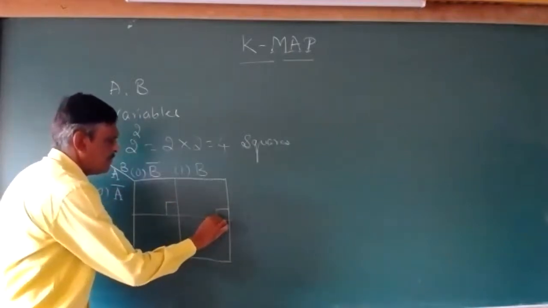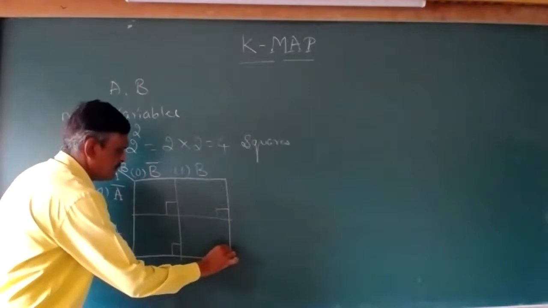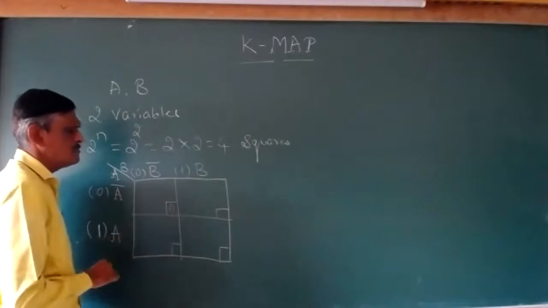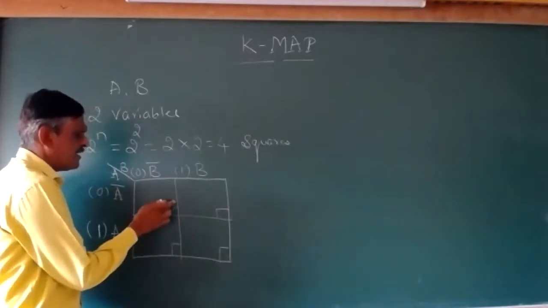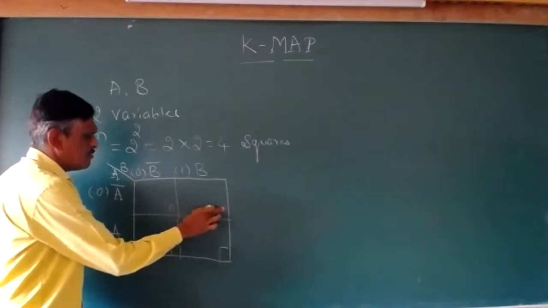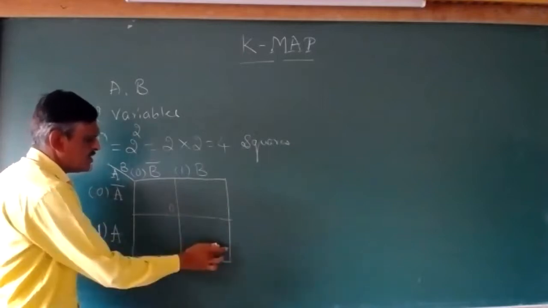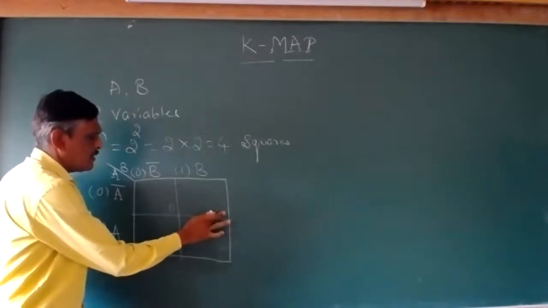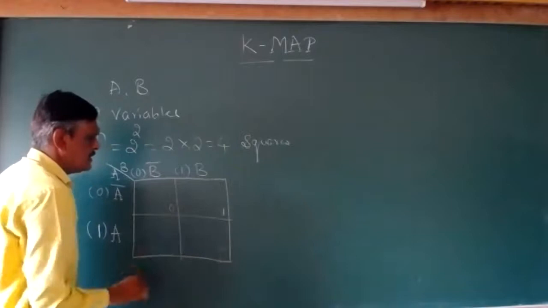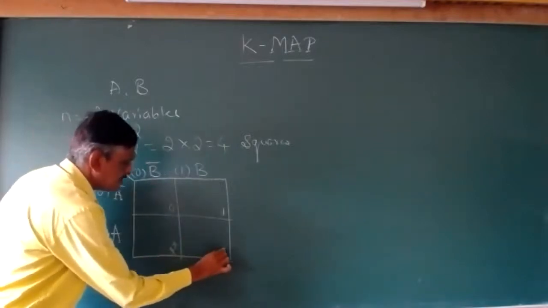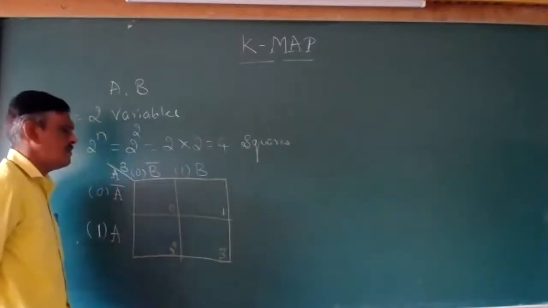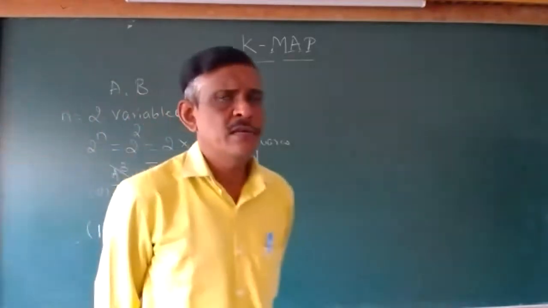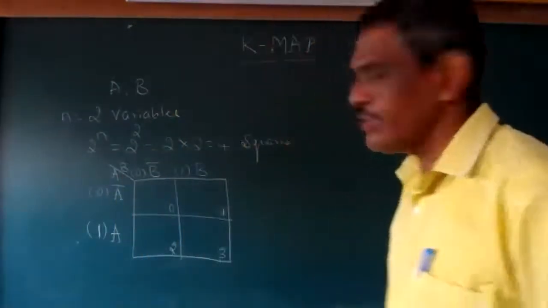Right? So here I'll mark it as 0. If you want, you can write this, or else you can leave these boxes also. But representation is required. So 0 and 1, then this is 2, this is 3. 0, 1, 2, and 3. These are the markings for each square.